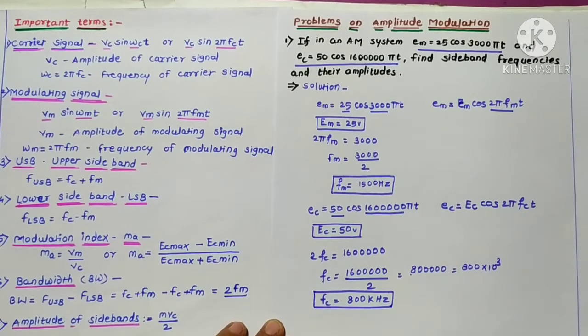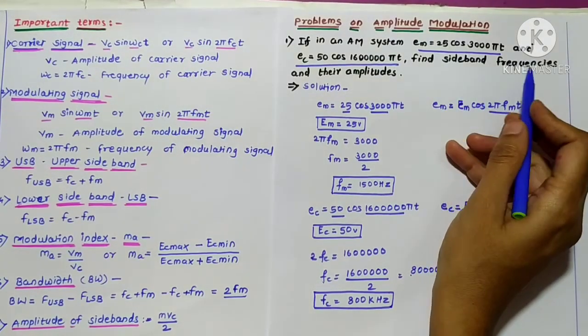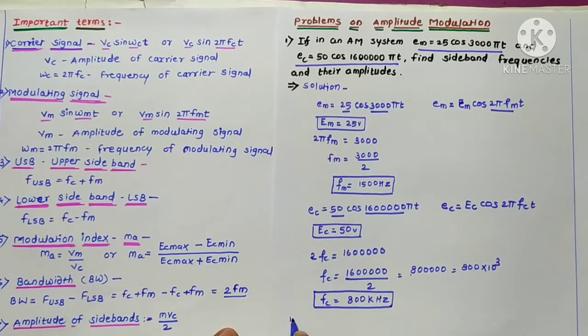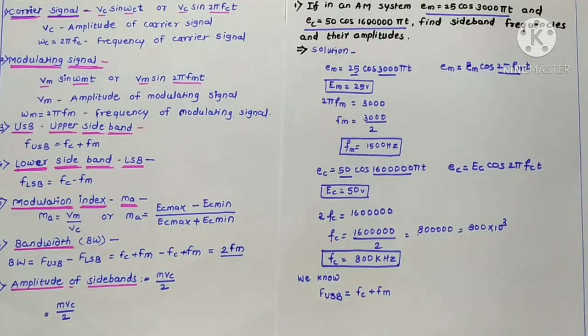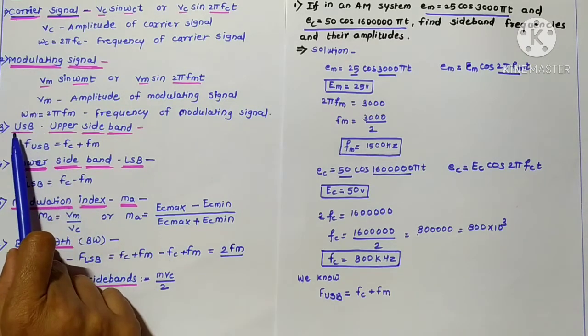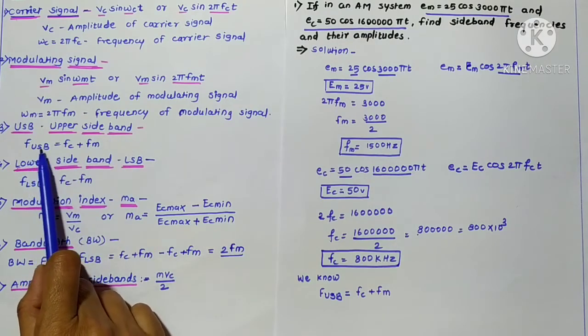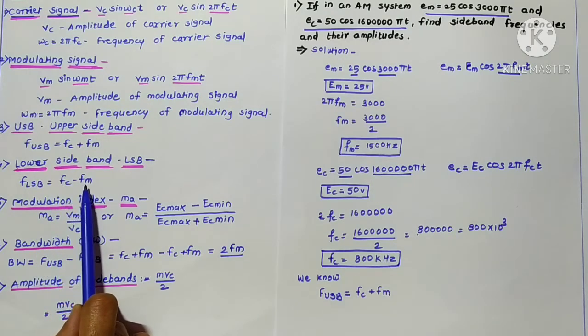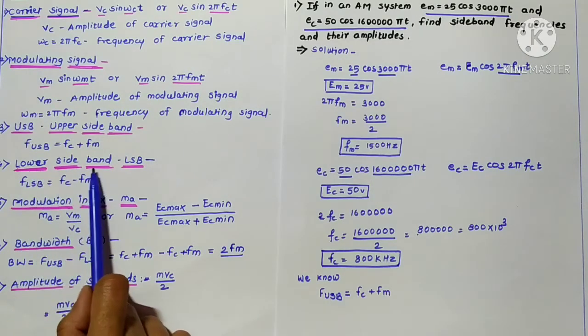What we have to find out? Find sideband frequencies and their amplitude. First we'll find the sideband frequencies, and we know the formula. Formula for upper sideband frequency F USB is equal to Fc plus Fm. For F LSB, that is Fc minus Fm. So this is the formula for lower sideband LSB.